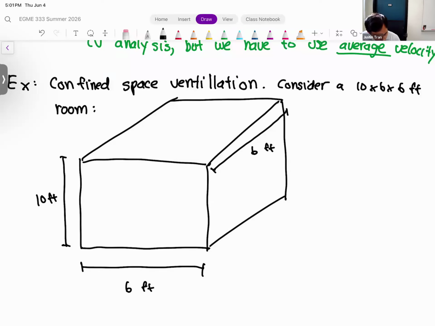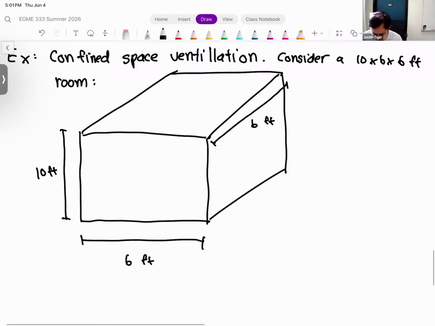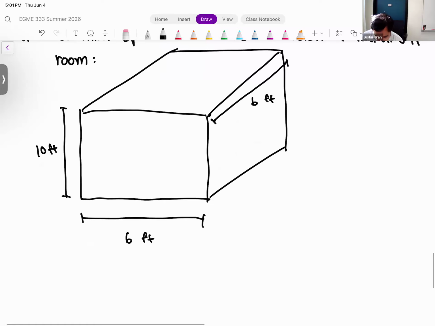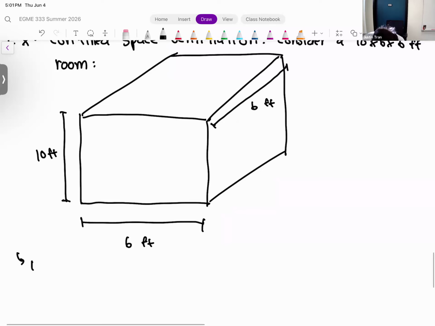Okay. So one of the safety regulations for this room states that every 3 minutes, all the air in the room has to be refreshed, right? And so we have to basically pump air into the room and get air out of the room such that every 3 minutes you have a fresh amount of air.